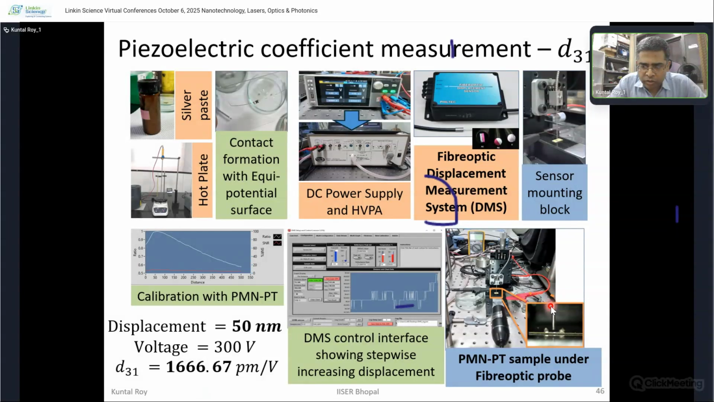Here you see that the fiber optic probe is put on the sample. There are two contacts on both sides, generated using silver paste and a hot plate, and then we have calibrated the fiber optic signal for PMN-PT, this piezoelectric wafer. We got an expected curve on this, and there is a sensor mounting block and all sorts of precise things to make it very stable. And this is the displacement measurement system control interface. Here it shows the displacement, and we have been able to measure like 50 nanometer for a voltage of 300 volt, and it turns out this D31 is 166.67 picometer per volt.